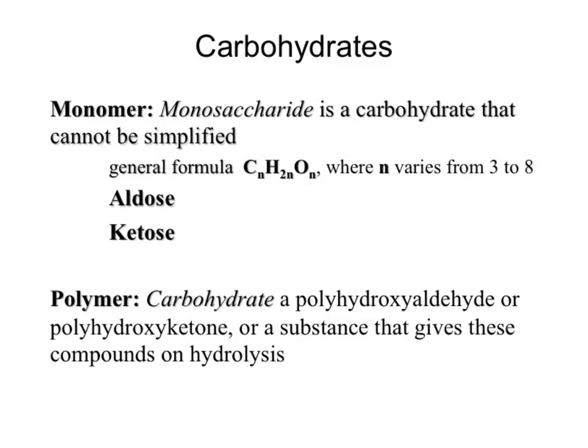Those then get further subcategorized into 2 separate sections, either aldoses or ketoses. An aldose is because the highest order functional group is an aldehyde. Ketoses because the highest order functional group is a ketone. Okay? So that's your primary subcategorization between those.